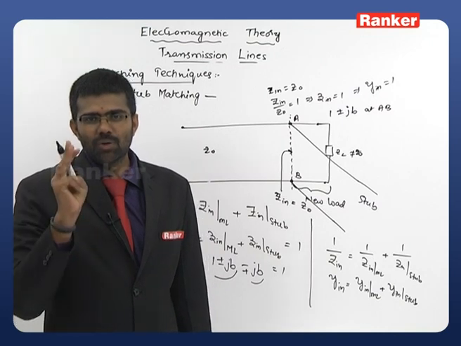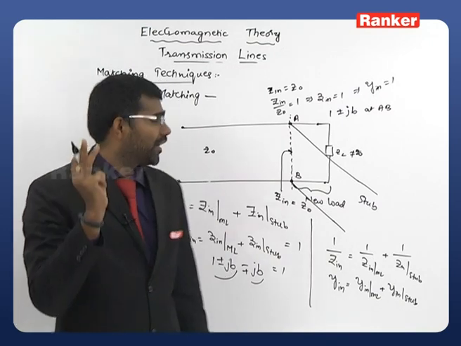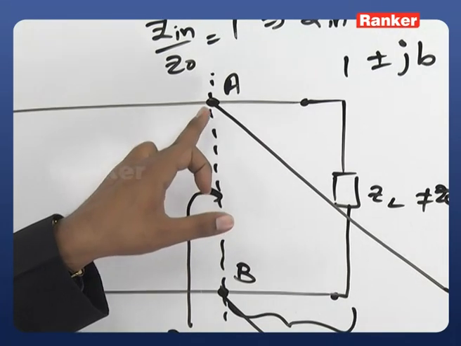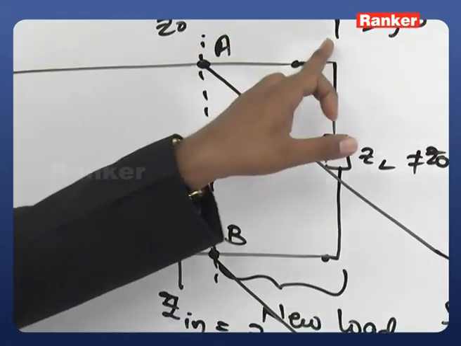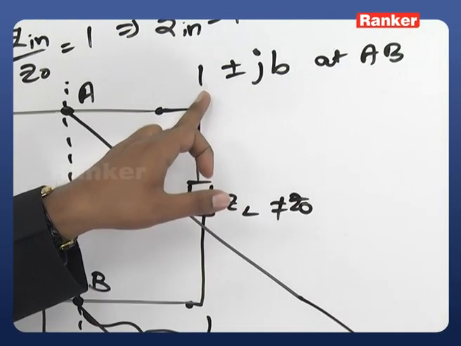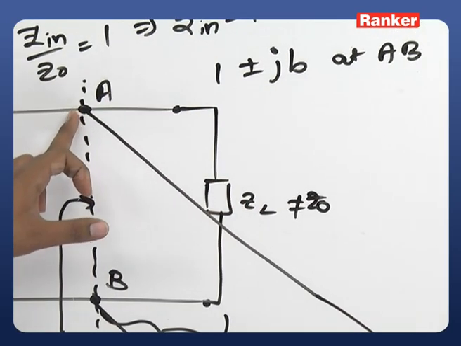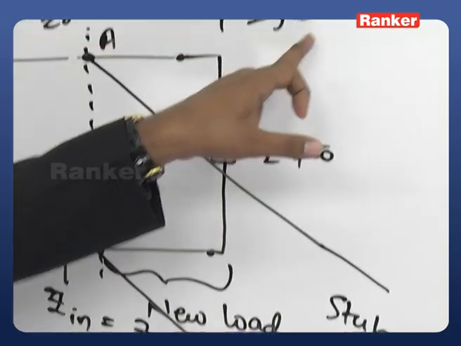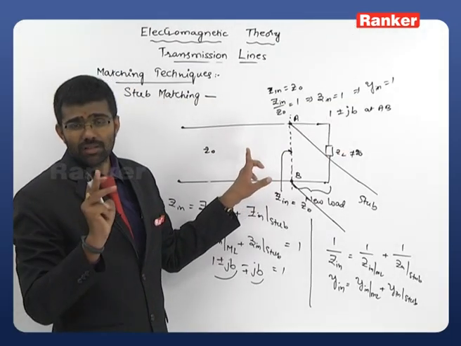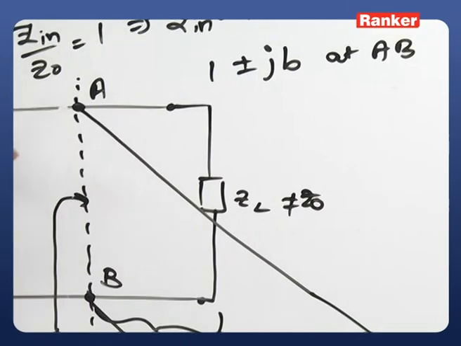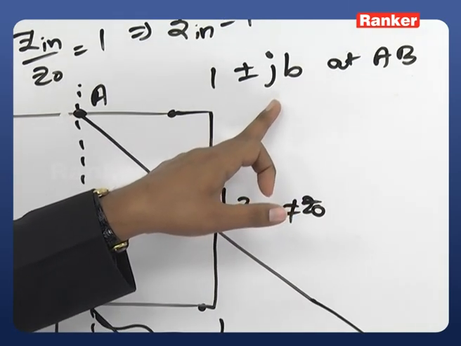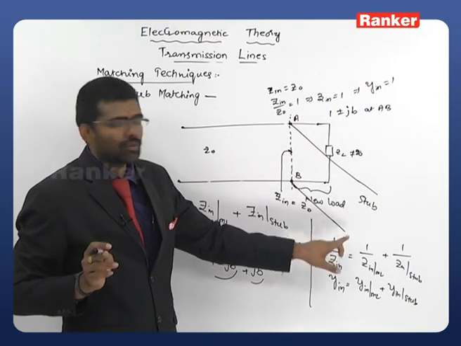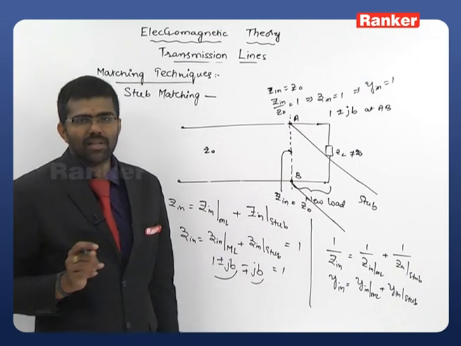Right? Now here you are supposed to remember 3 important points. Where you are supposed to connect the stub: it's a location where you will get 1 plus or minus jB form. You are going to connect the stub there. What is the required input admittance of the stub? Minus or plus jB admittance. Don't take that as impedance. Required input admittance of the stub is minus or plus jB. To achieve that, you are using either a short circuit stub or an open circuit stub with the required length.